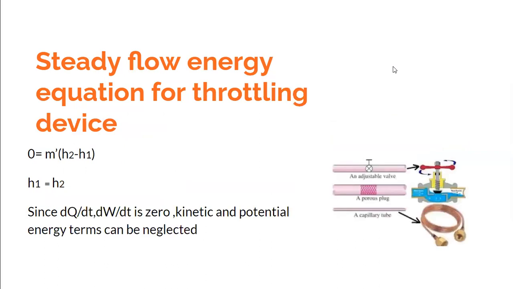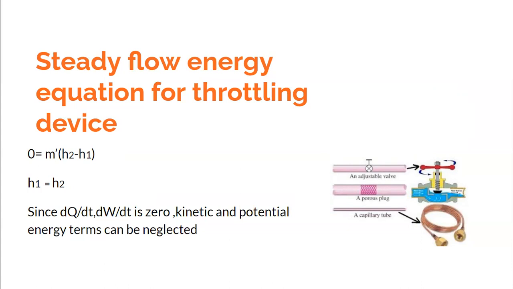Another common and interesting device is the throttling device. The diagram shows some of the important throttling devices found in industry. For example, in your household refrigerators, you have a capillary tube, or in large capacity refrigeration systems, you have thermostatic valves or throttle valves. These valves can be analyzed with a very simple expression, which equates the enthalpies at the inlet and outlet.